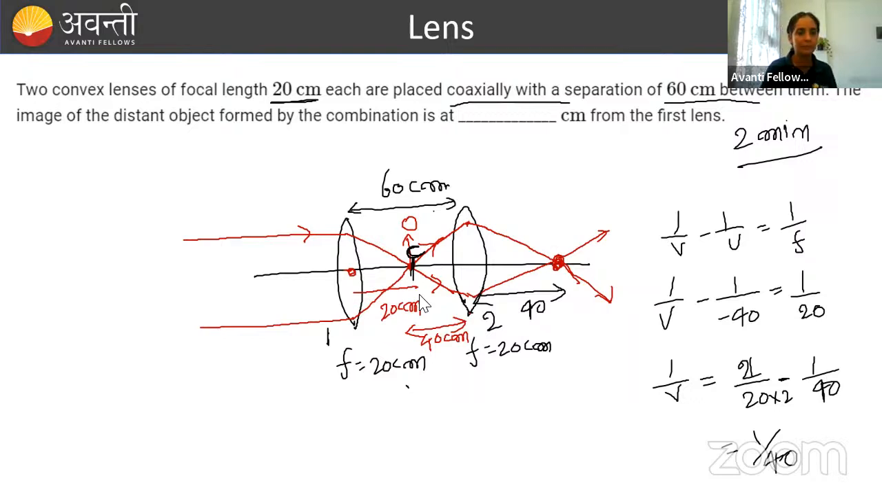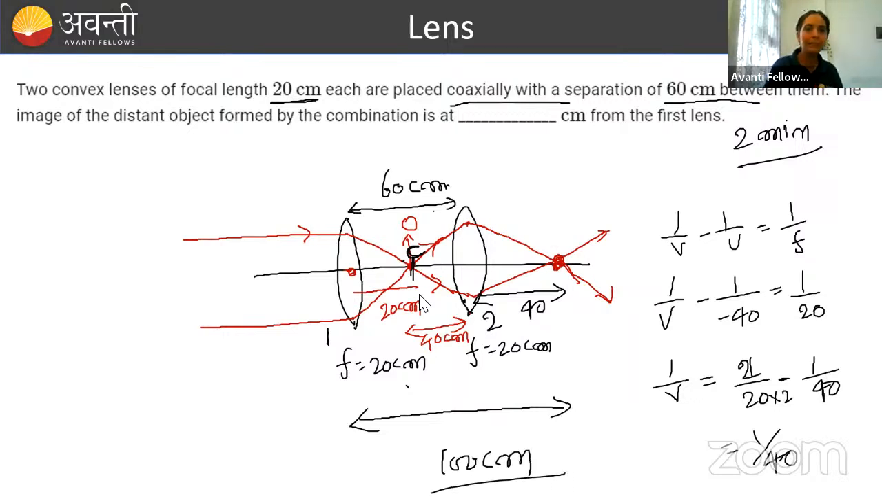So definitely 40 centimeter. So what is the distance of image getting formed from first lens? How much distance will it be? This is 60, this is 40, 60 plus 40, 100 centimeter. So what will be the answer? 100 centimeter.